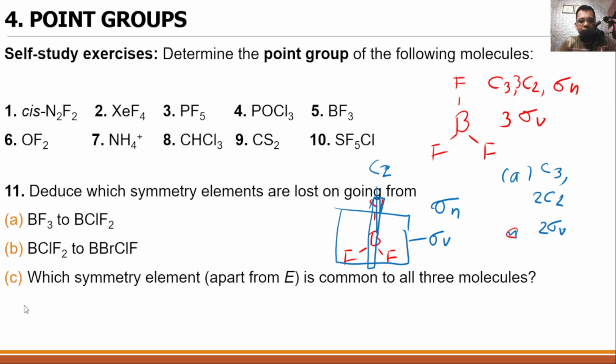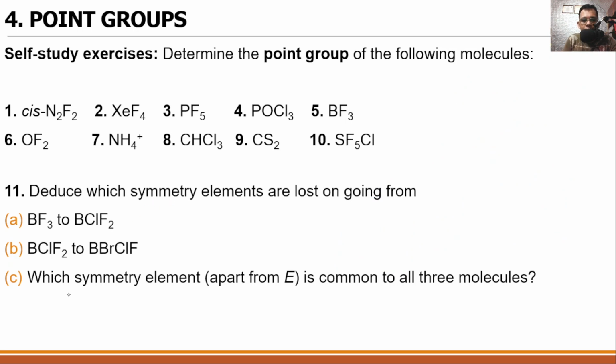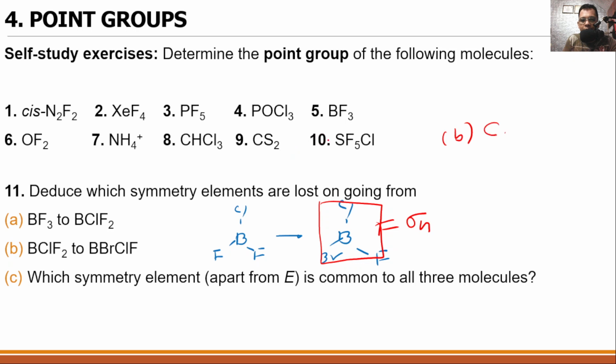So upon conversion into BBrClF, so pagka naman na-convert na daw siya, ano daw yung mga nawala natin? So mapapansin ninyo, iba-iba na yung substituents natin. Ayan, so forgive me for my drawing. So nawala lahat, diba? Wala na tayong C3, wala na din tayong C2, symmetry elements. Ang natira lang sa atin is yung ating mirror dito sa may plane natin. So, natira lang ay sigma h lang. So, to answer the question letter B, nawala yung C2 and nawala yung sigma v natin na symmetry elements upon the conversion from BF2Cl to BBrClF. Pasensya na sa drawing ko, guys. I hope you can bear with me.